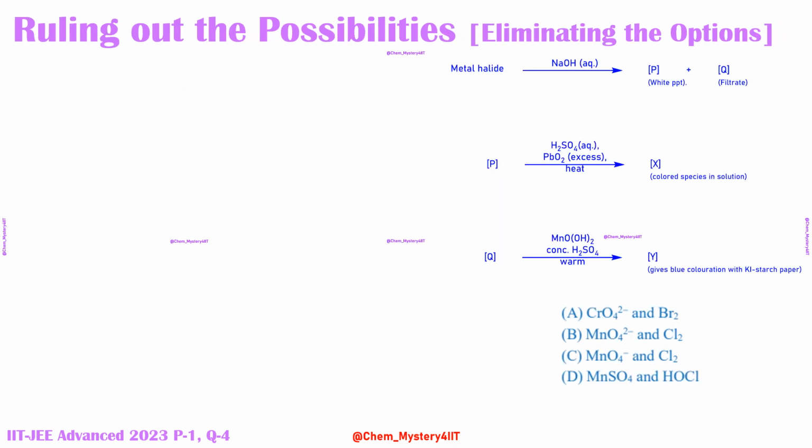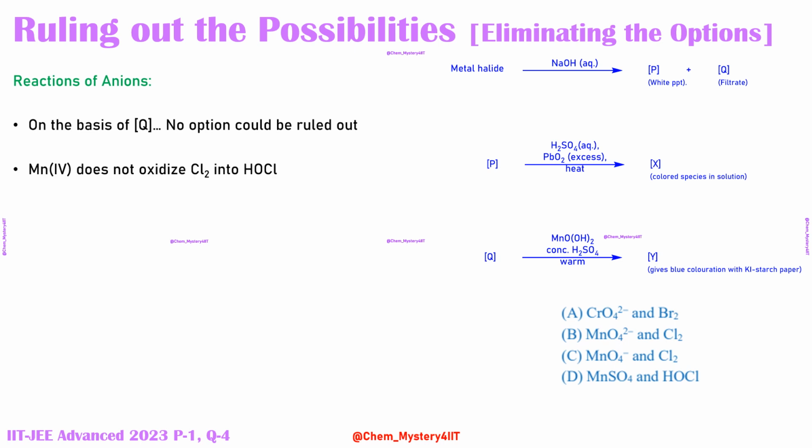So what reactions have we seen as of now? On the basis of Q, we cannot actually distinguish anything. No option can be ruled out. Manganese is known not to oxidize chloride into HOCl, but it is possible that HOCl can be formed. So none of the options can be ruled out, because HOCl can also be generated.